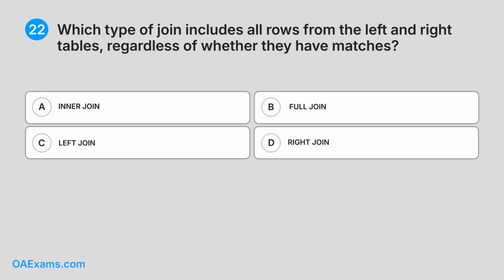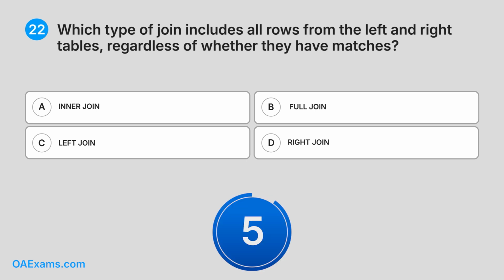22. Which type of join includes all rows from the left and right tables, regardless of whether they have matches? A. Inner join. B. Full join. C. Left join. D. Right join. What do you think is the answer?